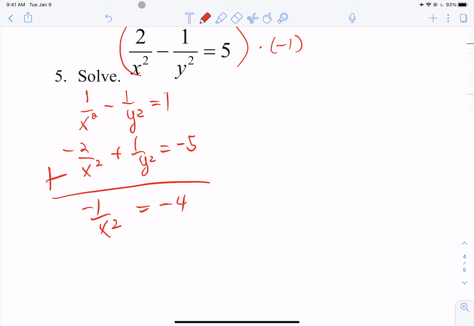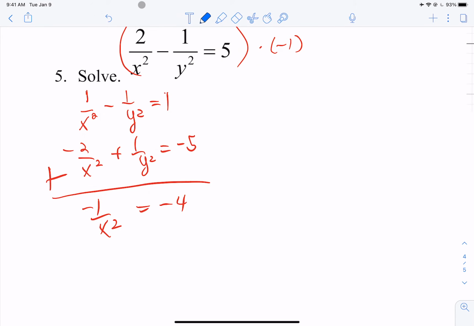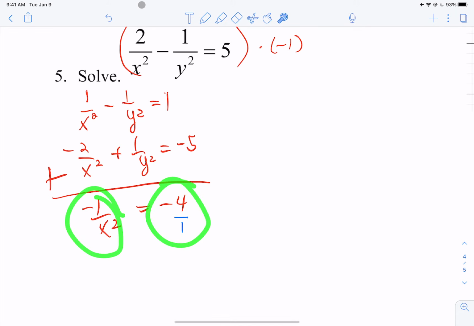Now, to solve something like that, I think the easiest strategy is to make both sides a fraction so that we can solve it like a proportion and cross multiply. If one side is a fraction and you only have one term on the other side, make it a fraction too. Just put it over 1. And let's cross multiply.